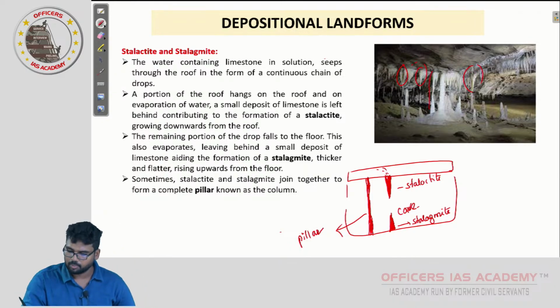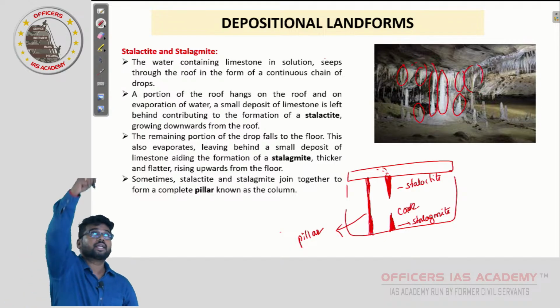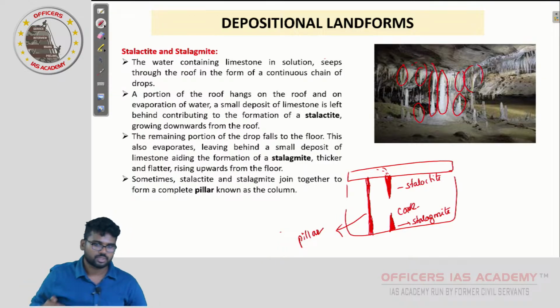You can see here a pillar has been created, here a pillar has been created, here stalagmite, stalactite, stalagmite, stalactite, such things. These are all depositional ones because deposition is happening here, and here also deposition is happening.